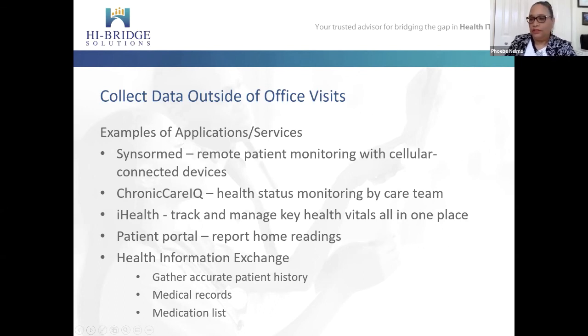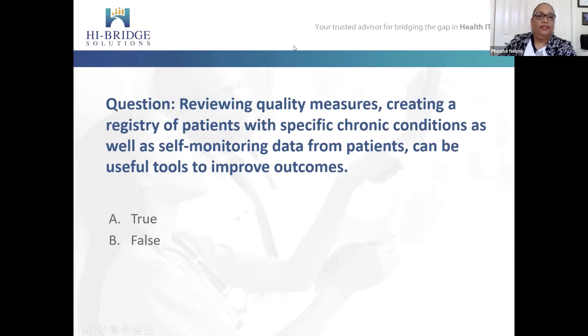I think we have a poll question next. So in reviewing quality measures, creating a registry of patients with specific chronic conditions, as well as self-monitoring data from patients can be useful tools to improve outcomes for hypertension. True or false? Okay, so we're gonna start the poll. Thank you, Phoebe. Okay, so everyone was correct. True. 100% true. Thank you guys so much for your participation.